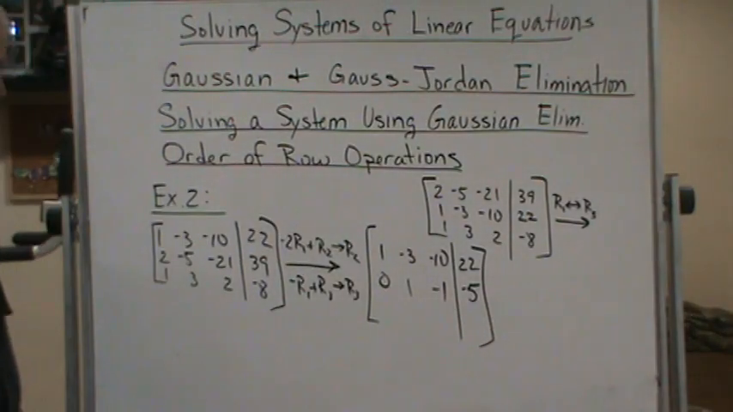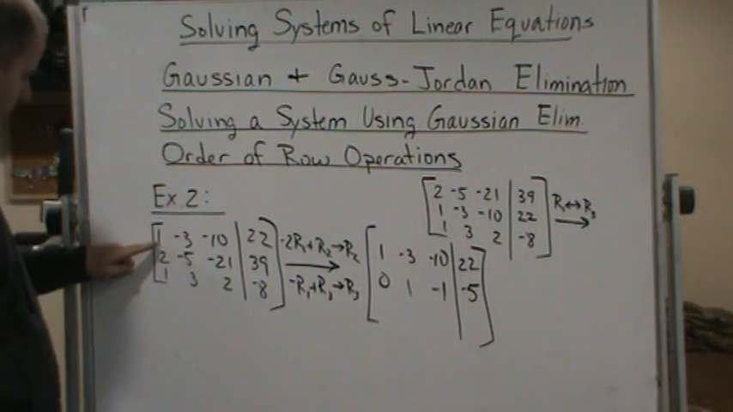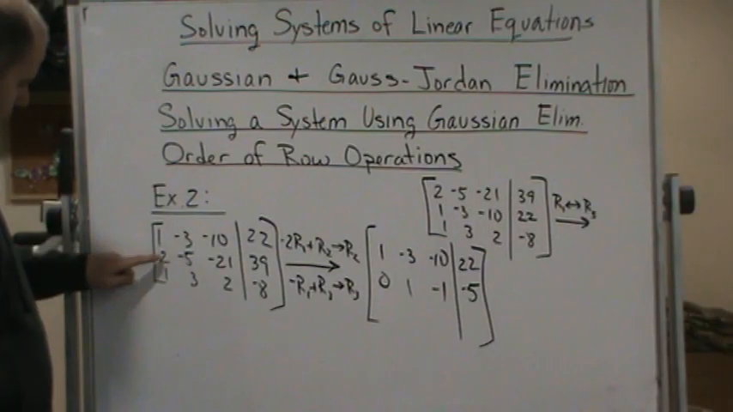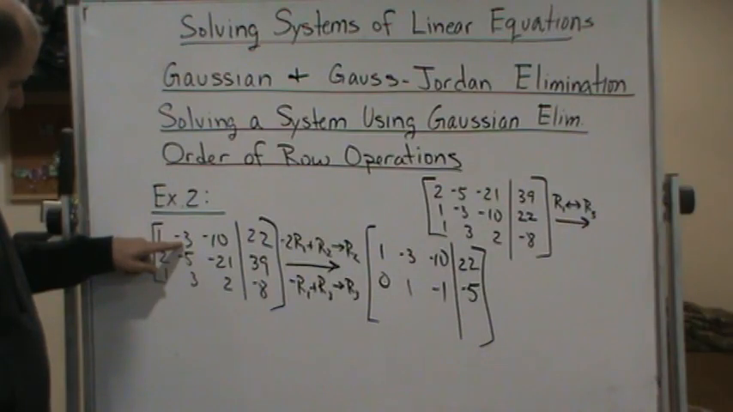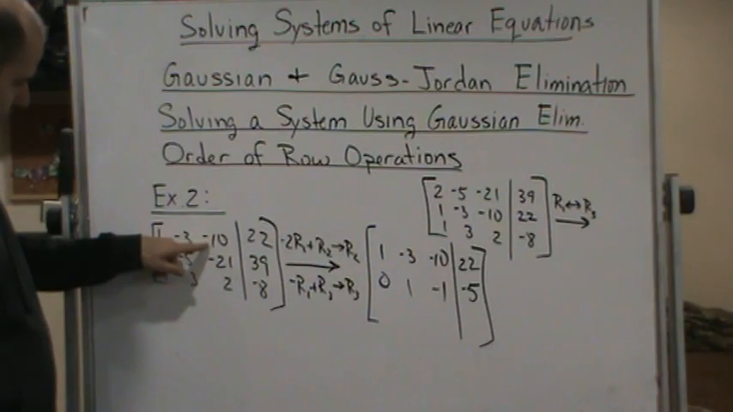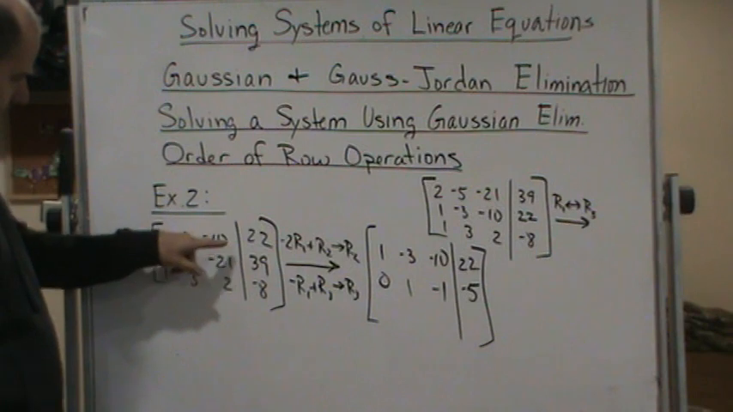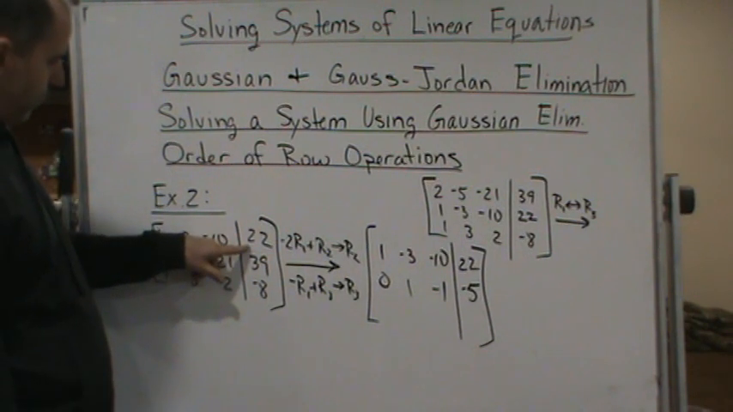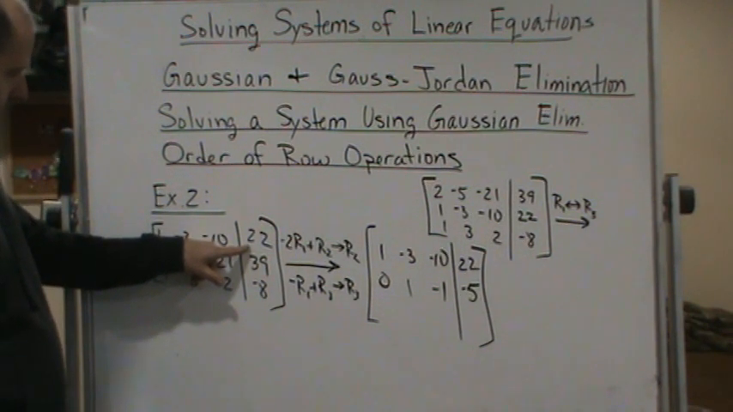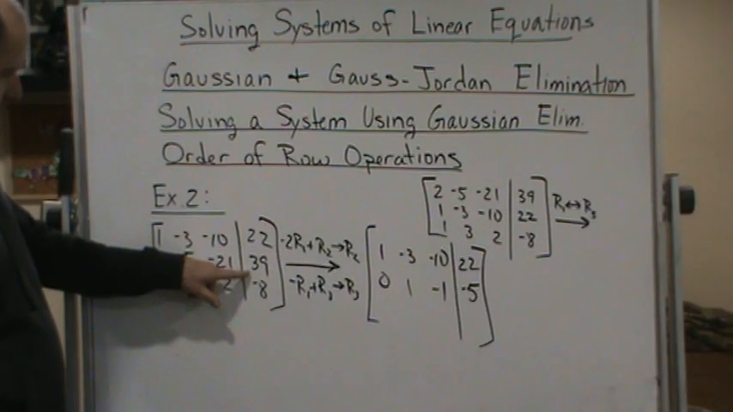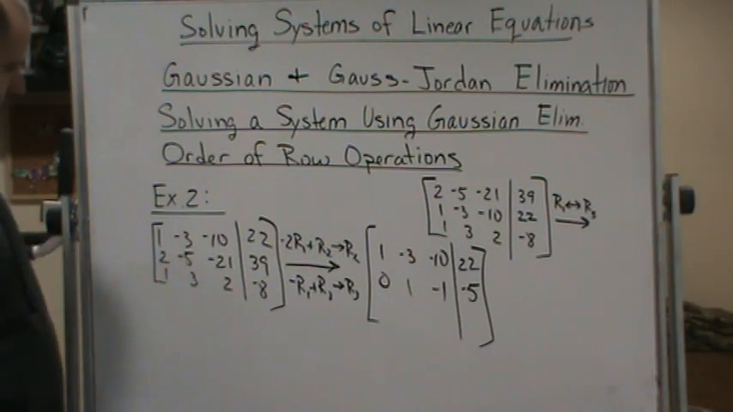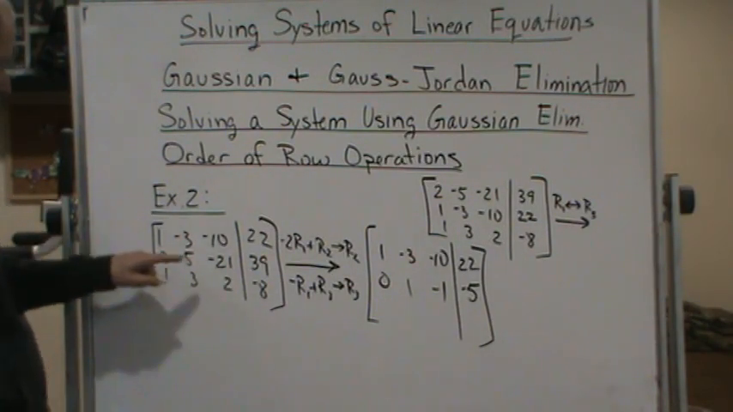Okay, so make sure you double check, right? So let me double check. -2 times 1 plus 2 is 0. -2 times -3 is 6, plus -5 is 1. -2 times -10 is 20, plus -21 is -1, and then -2 times 22 is -44, plus 39 is going to be -5. So that makes sense. Okay, so now I'm going to do the bottom one.